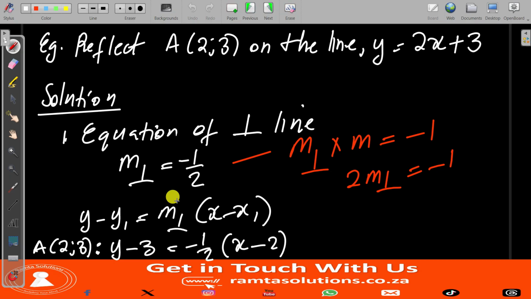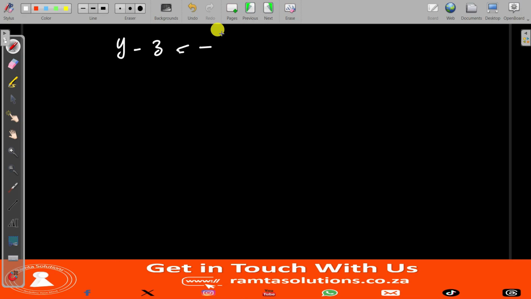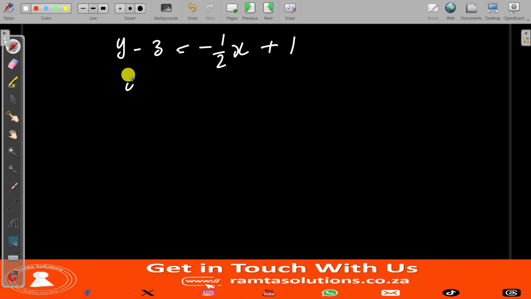Okay, so then this is y minus 3 equals negative half x plus 1. Therefore y equals negative half x plus 4. Happy? I believe we are now good, right? We are good, right? So this is the equation of the perpendicular line.